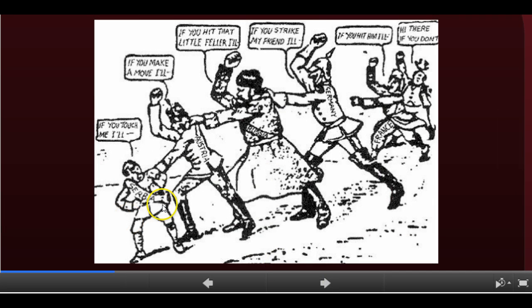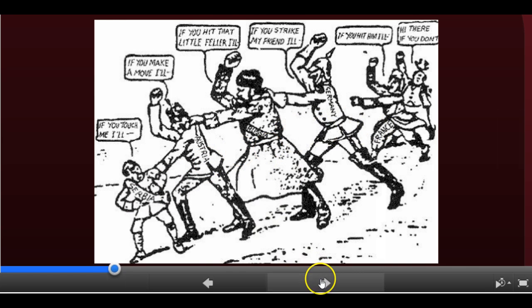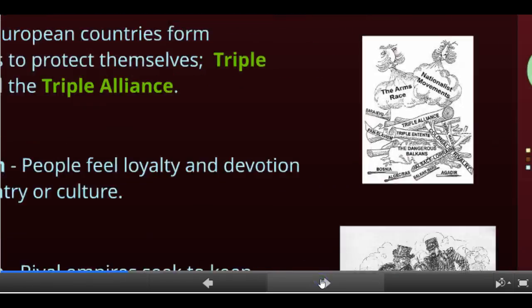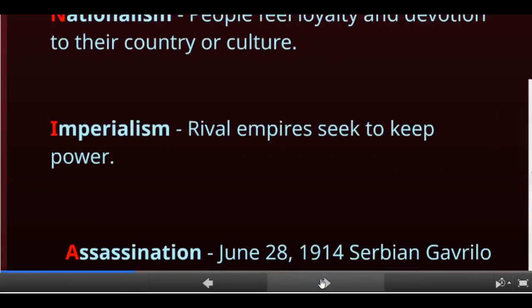And you can see here in this political cartoon, we have little Serbia, Austria-Hungary declaring war, Russia declaring war on Austria-Hungary, Germany on Russia, France, and so on and so forth. And it's just like a chain reaction getting into World War I.